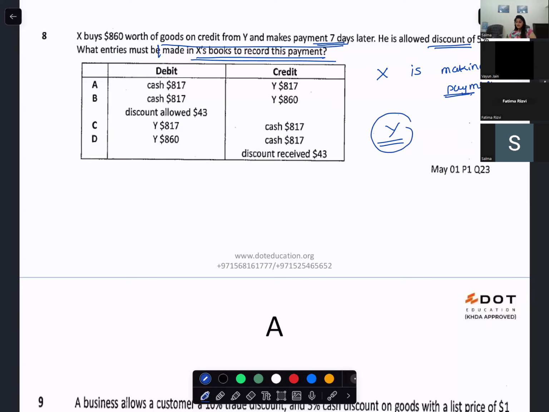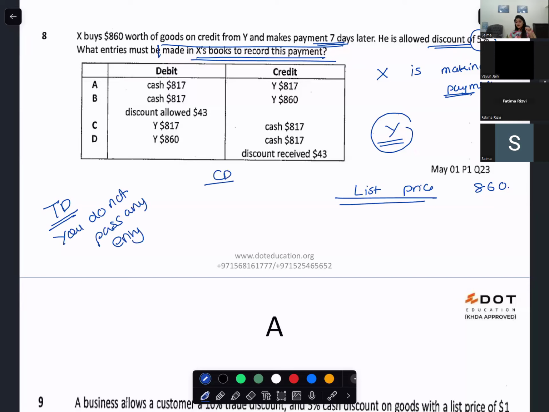Tell me the list price. 860. And is this discount a cash discount or a trade discount? Trade discount is given immediately. Here he is going to give a discount after the payment, so it's a cash discount. Remember, for trade discount, you do not pass any entry.